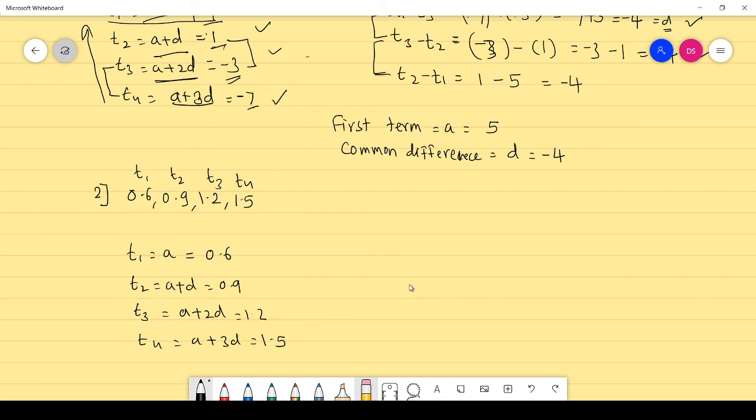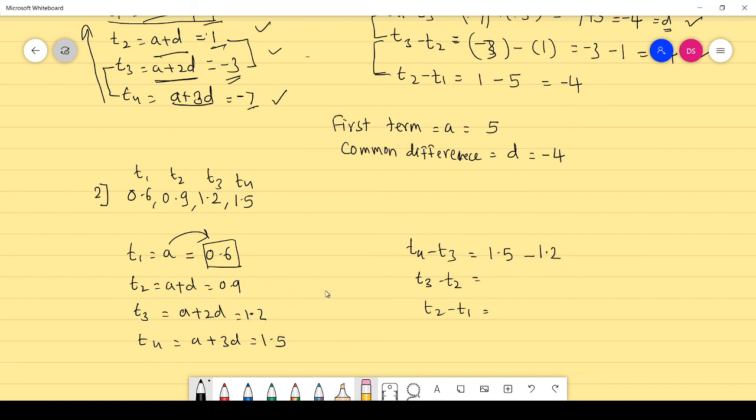Now we got the first term. What is the first term? That is 0.6, because A is the first term, right? Now what to do? Just go with subtracting consecutive terms. So I'm doing T4 minus T3, then T3 minus T2, then T2 minus T1. I'm moving like that, right? What is T4? T4 is equal to 1.5 minus T3, that is equal to 1.2.